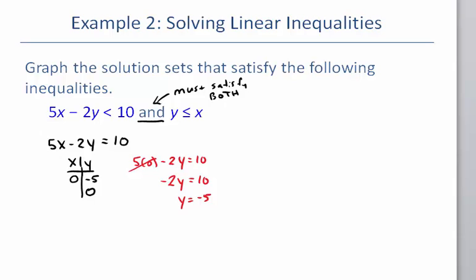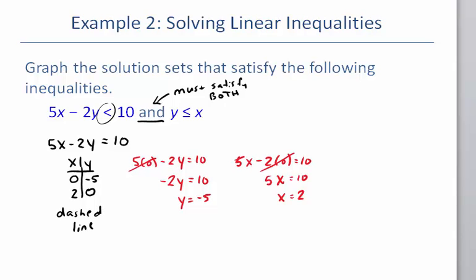And if I plug a 0 in for the y, so 5x minus 2 times 0 is equal to 10, the 2 times 0 would go away, leaving me 5x is equal to 10, which would imply that x is equal to 2. So that gives me 2 points that I can use to plot the equation 5x minus 2y is equal to 10. And we know that since this is just a less than and not a less than or equal to, we will plot it with a dashed line. And we'll do that in just a second.